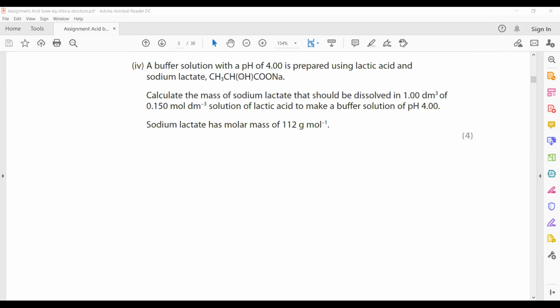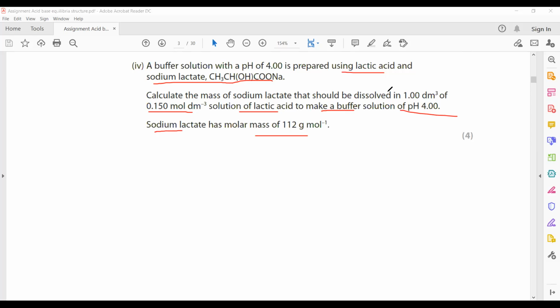A buffer solution with a pH of 4 is prepared by using lactic acid and sodium lactate. Calculate the mass of sodium lactate that should be dissolved in 1 dm cubed of 0.1 mole per dm cubed solution of lactic acid to make a buffer solution of pH 4. Sodium lactate has a molar mass of 112.